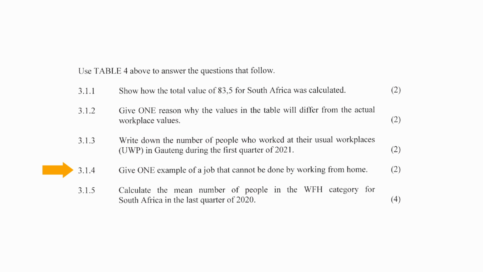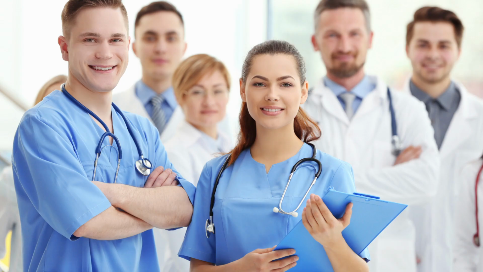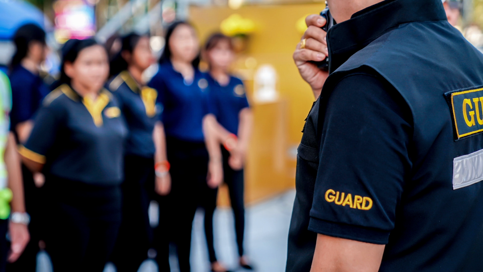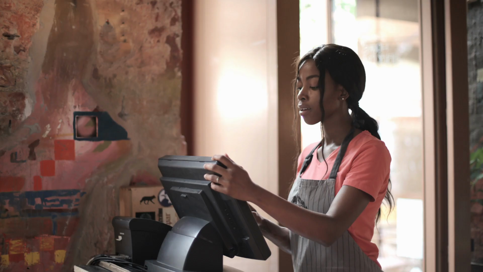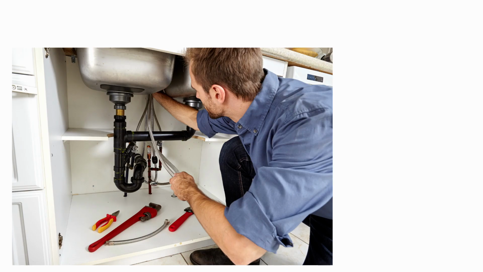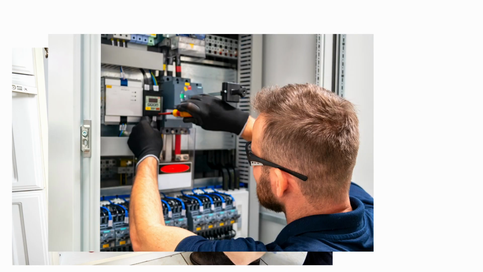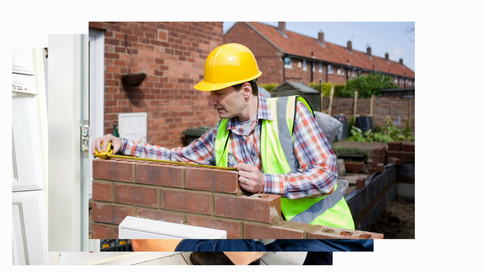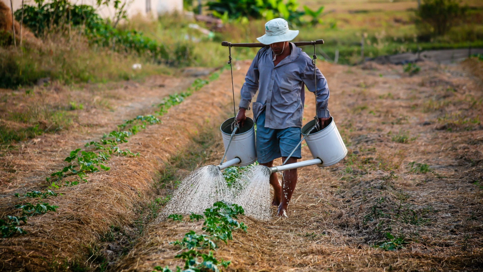In question 3.1.4, you have to give one example of a job that cannot be done by working from home. Some of the jobs that cannot be done from home could be a doctor working in the medical sector, a police officer or security guard working in the security sector, or a cashier working in the essential services, or a construction worker like a plumber, electrician or builder working in the construction sector, or a farmer working in the agricultural sector.